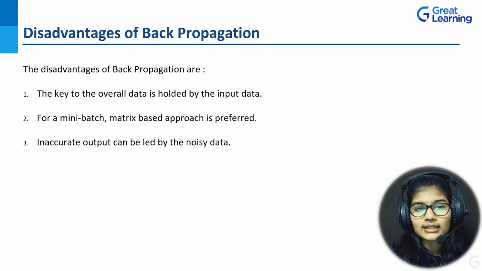So now these are the disadvantages of backpropagation: the key to the overall data is held by the input data. For a mini batch, a matrix-based approach is preferred. Inaccurate output can be led by noisy data. So I hope I am clear with the disadvantages of backpropagation. What are the disadvantages?